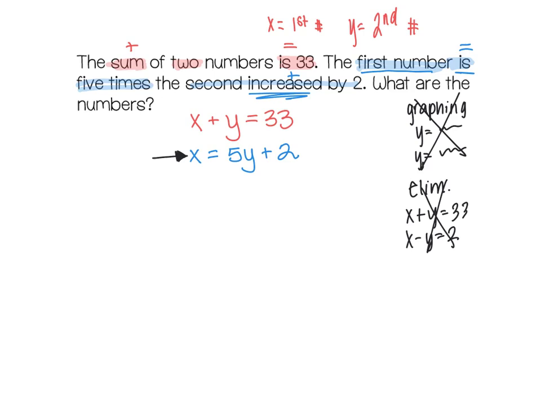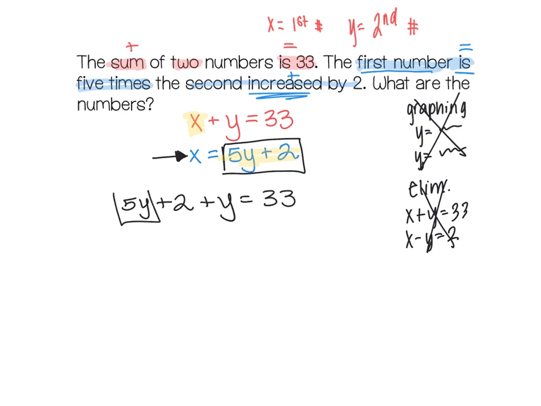Remember, substitution is where I have x equals. So I have x equals this stuff. I'm taking this, and I am writing it where x is. So I'm going to write, instead of x, 5y plus 2. Then I'm going to continue writing, plus y equals 33. We're going to combine our like terms. 5y plus y, 6y. And then we're just solving.